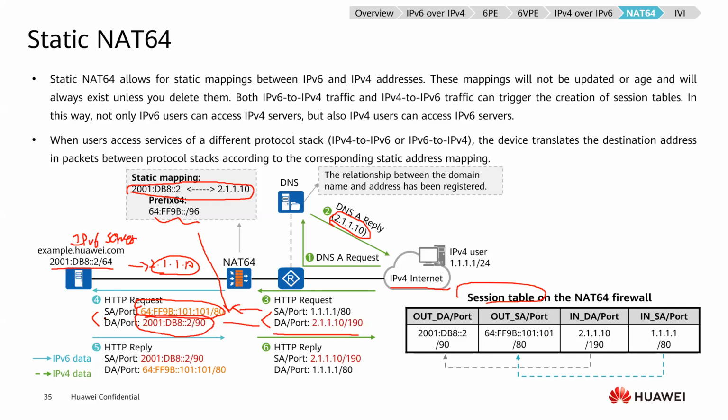And when the server receives the packet, it will reply. So the firewall will, based on the session table, change the v6 to the v4 address. So this is the whole process for the static NAT64. And for the development of data center IPv6 changing, in the early time we used the NAT64 technology to provide the several v6 applications. It's a useful technology in some of the data center scenarios.